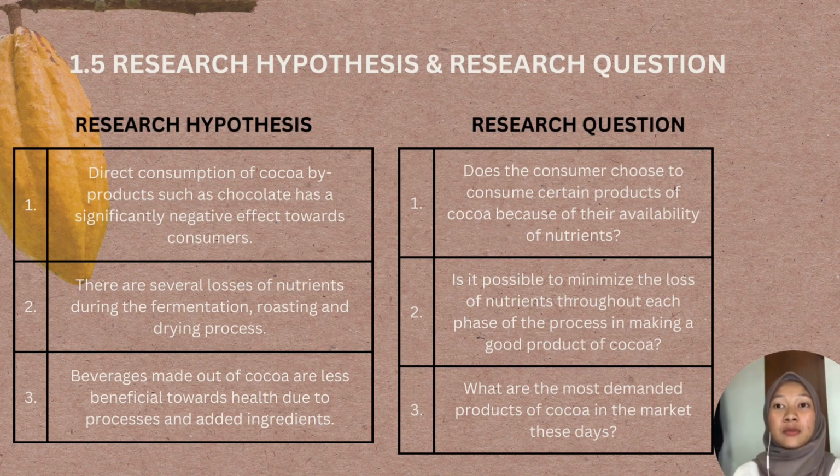While for the research question, the first one is, does the consumer choose to consume certain products of cocoa because of their availability of nutrients? The second one is, is it possible to minimize the loss of nutrients throughout each phase of the process in making a good product of cocoa? And the third one is, what are the most demanded products of cocoa in the market these days?